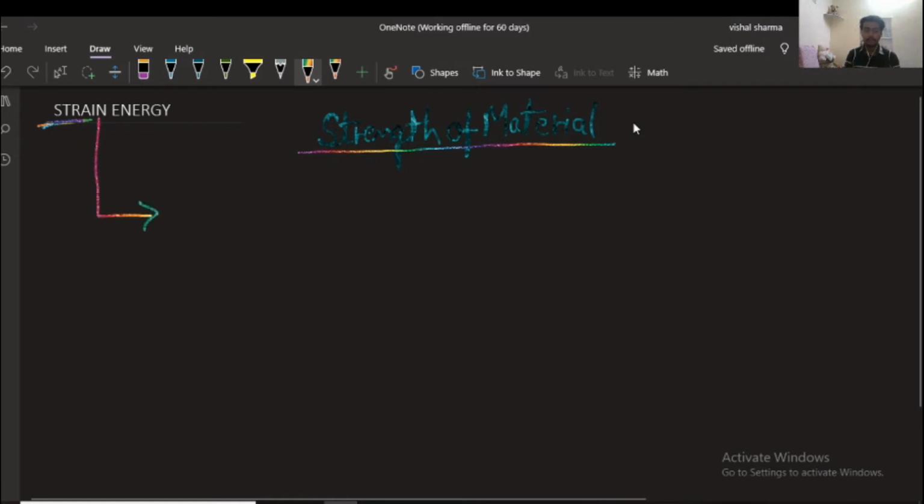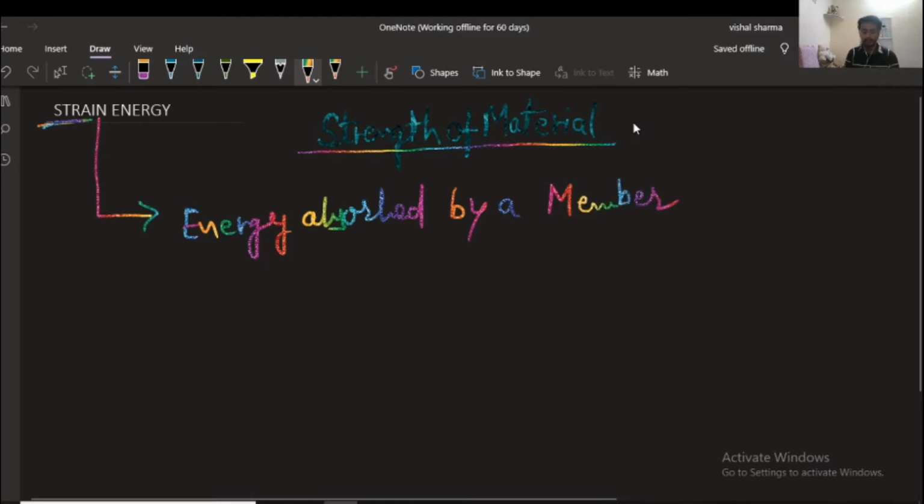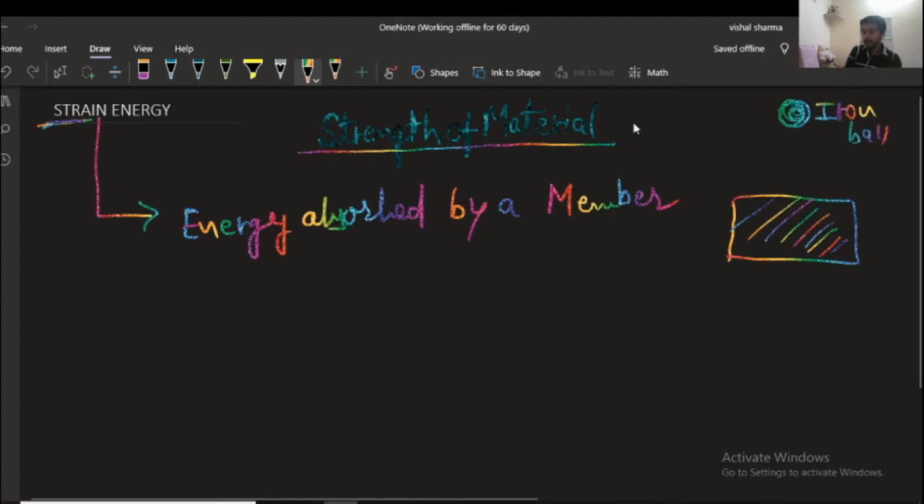So we can say that the energy absorbed by a member is called strain energy. Let's take an example. Here is a block and we are throwing an iron ball on it. Due to the impact, when it hits the block, it will absorb the energy, which is called the kinetic energy, which is absorbed in terms of the strain energy.